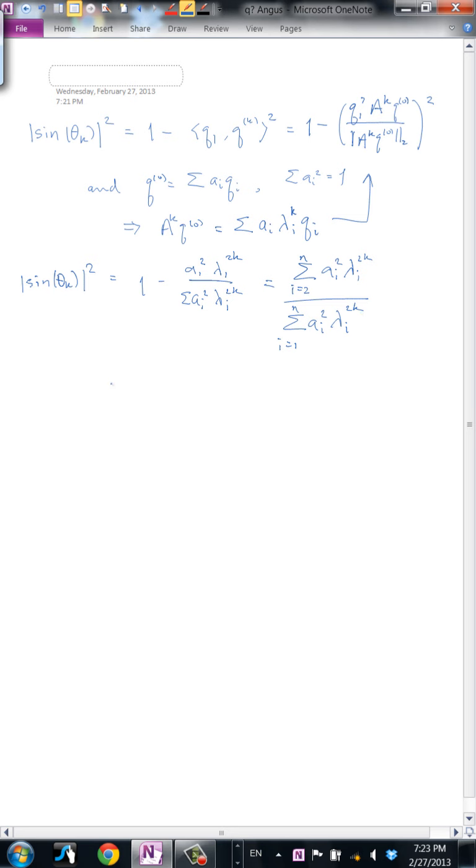And we can now bound this. So this is less than or equal to the sum of i equals 2 to n of ai squared lambda i to the 2k divided by a1 squared lambda 1 to the 2k. So you see that I've made this bigger by making the denominator smaller. I've dropped some of these terms.